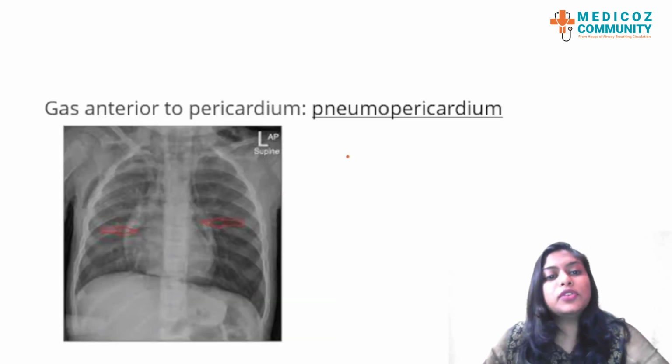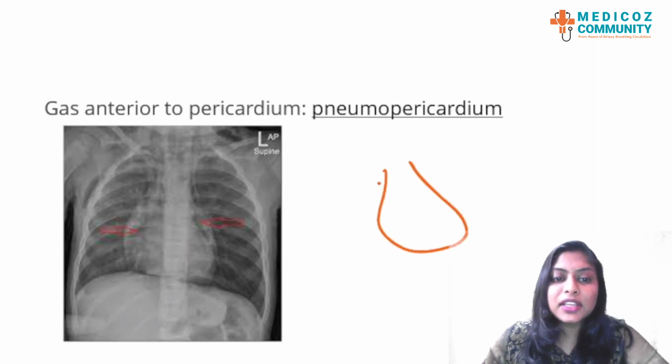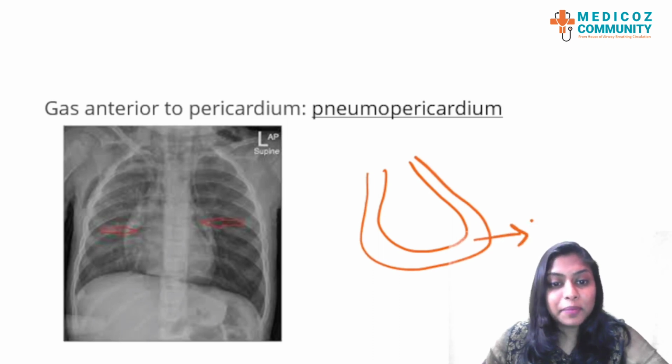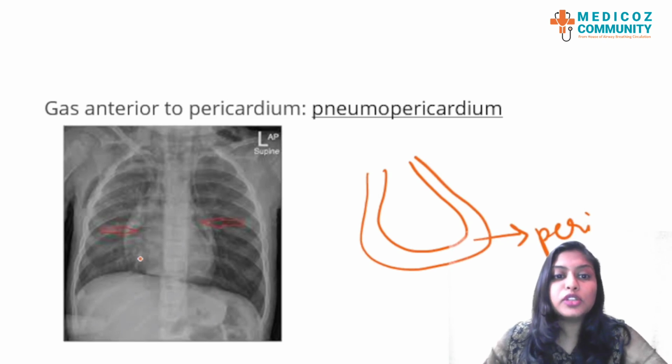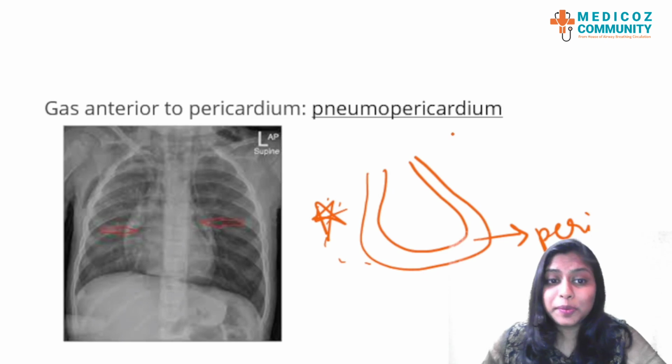We should not confuse pneumomediastinum with pneumopericardium. Pneumopericardium is the air between the visceral and parietal pericardium, that is, in the pericardial sac. In the pericardial sac, if there is air, it is called pneumopericardium. If the air is outside this, that is the mediastinum, and that is called pneumomediastinum. So do not confuse pneumomediastinum with pneumopericardium.